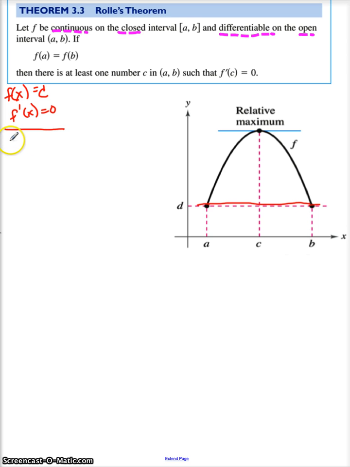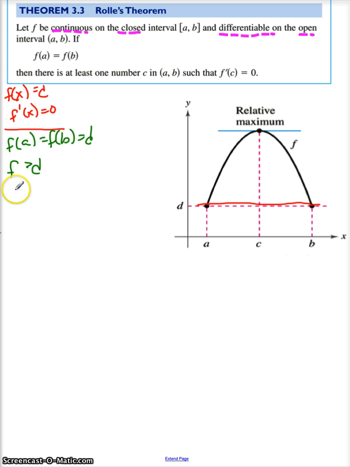What if we don't look at the trivial case? What if we look at the case where we have some sort of curve? I'm going to switch colors here. f(a) equals f(b). Let's just call that d, since that's what my graph here says. And let's suppose we've got this situation right here, so that f is greater than d for some x in this interval.